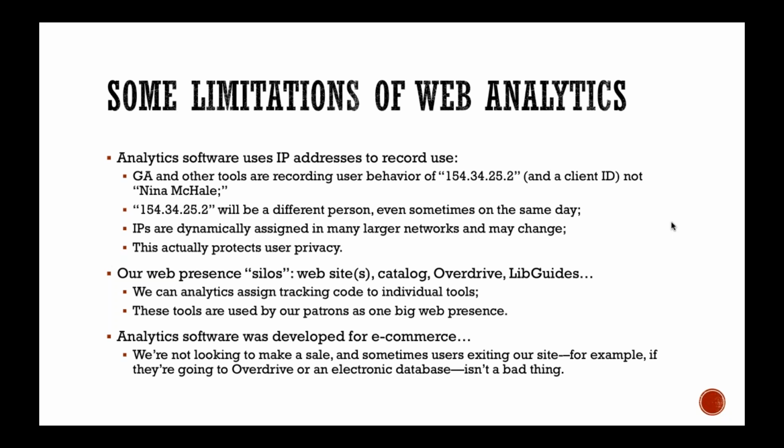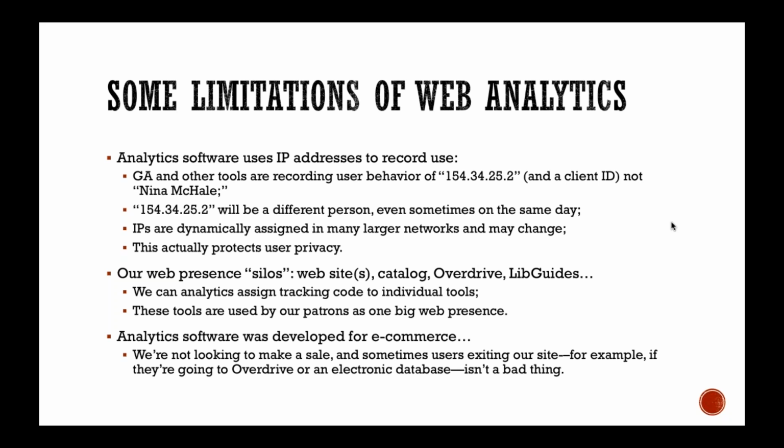Analytics software uses IP addresses, and Google Analytics uses what they call a client ID. They use numbers. So if I were to go to our library's website on my laptop right now and start clicking around, it's not recording me as Nina McHale. There's no personally identifiable information being collected about me at all. And that IP address is totally made up. I have no idea where that 154.34252 is, I just made that up. I have no idea where that network is.